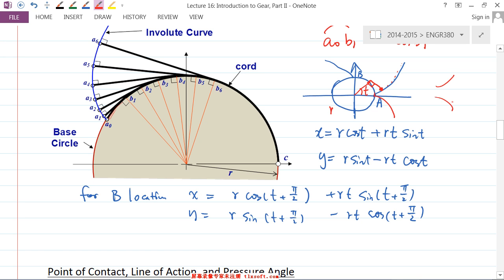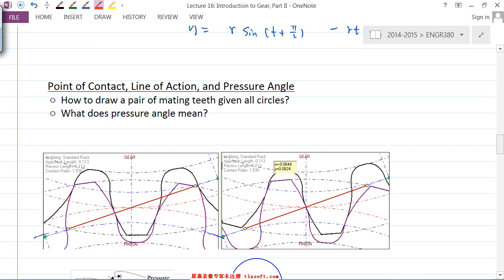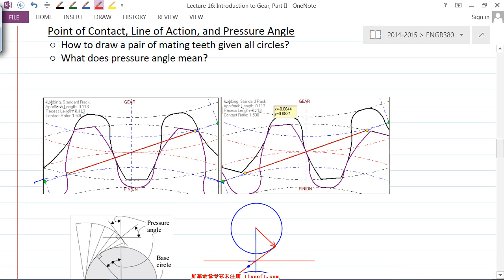It's all there. Okay, so the next topic is pressure angle, point of contact, line of action. I actually talked about this a little bit already. Point of contact is the contact point between two pairs of teeth. As the animation the software showed you, when the gear and the pinion start to move, that point of contact, this contact point here, will always travel along this line of action. Always on the line of action. So that's the point of contact.